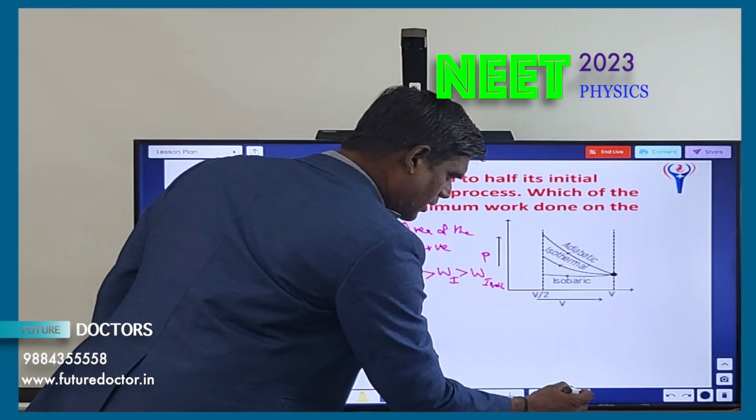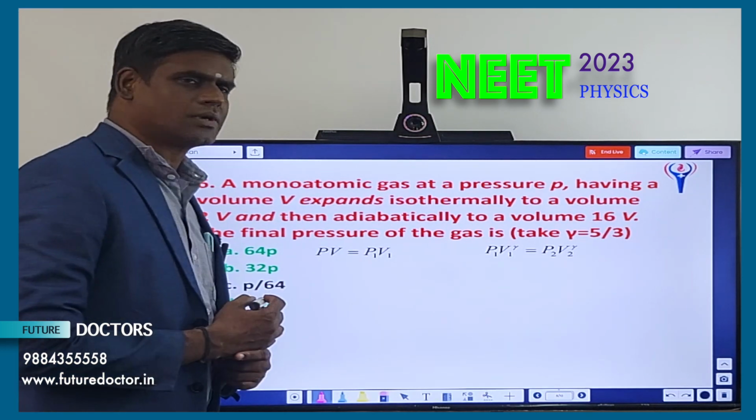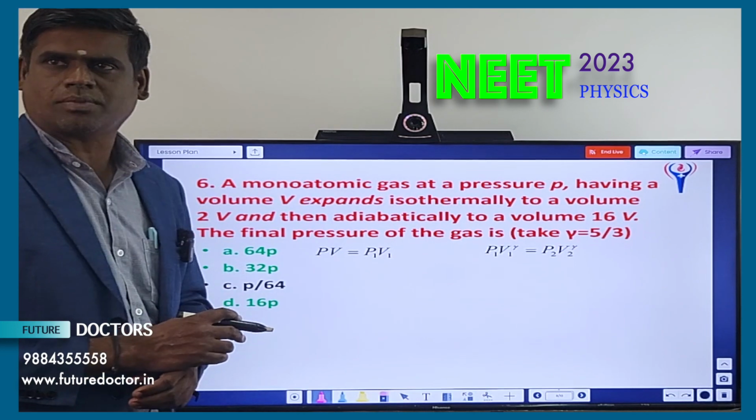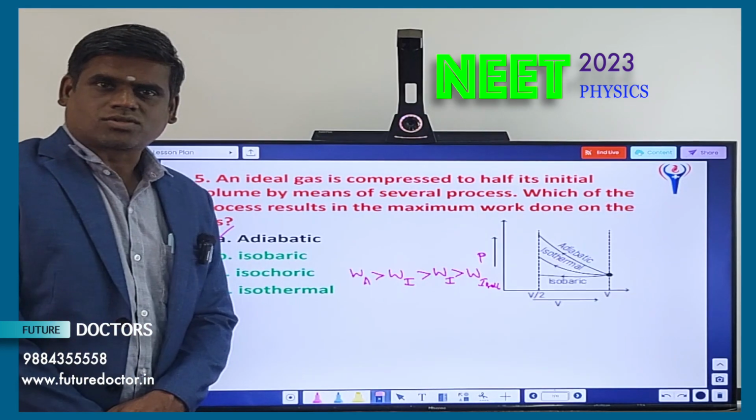Let's move to the next question. A monoatomic gas at a pressure P having a volume V expands isothermally. What is isothermal? At constant. Okay. Next question is 5.